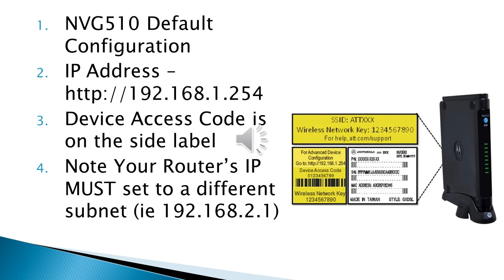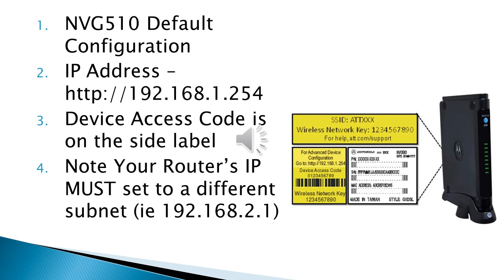Let's talk a bit about the NVG510 default configuration. Its default IP address is 192.168.1.254. You can access it from any internet browser, Internet Explorer, Google Chrome, Firefox, by typing http://192.168.1.254 into the browser's address window. It will ask you for a device access code, which is written on the side label.